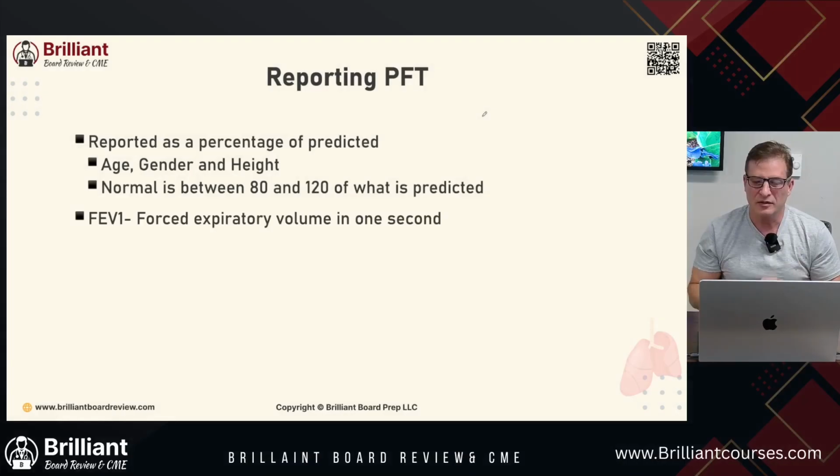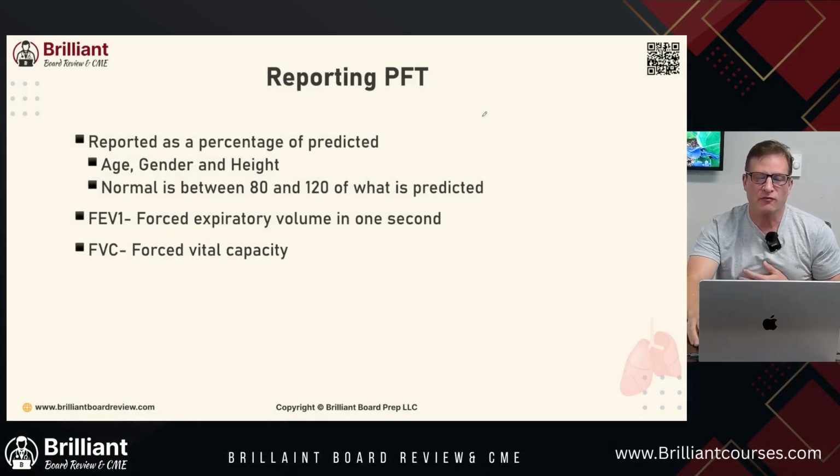And what are we testing? These lung volumes. We're going to get what? Our FEV1. This is what we breathe out like this, real fast in 1 second. Forced expiratory volume in 1 second, just like that, real fast. Then we get our forced vital capacity. This is our whole breath in and we force out.